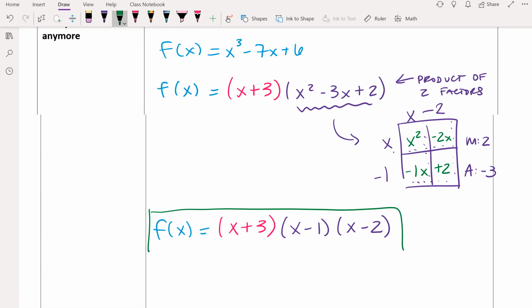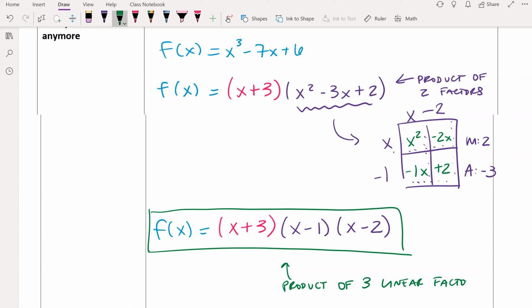We have now written f of x as a product, multiplication. These factors are multiplying. This is a product of 3 linear factors. And basically, we just factored f of x all the way using division, right? All right. So now let's do some practice.